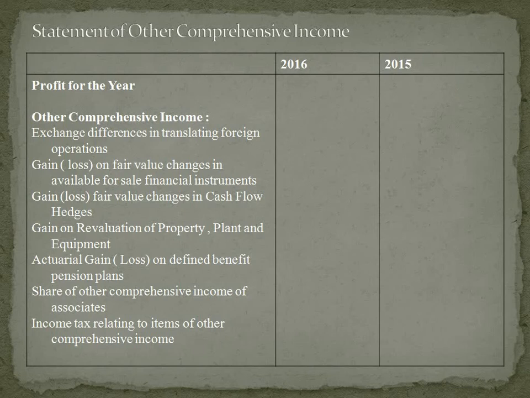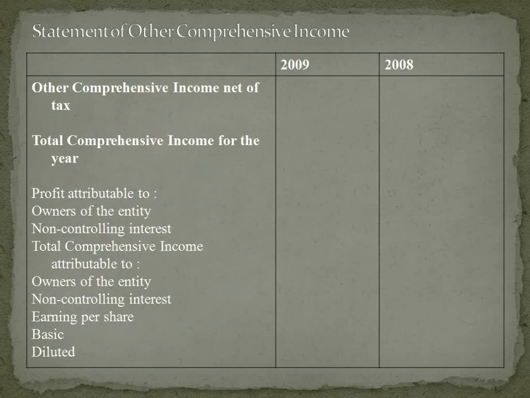In the similar way, gain or loss on fair value changes in available for sale financial instruments. Similar way, gain on revaluation of property, plant and equipment. All these items have to be under other comprehensive income. As discussed earlier, all total comprehensive income has to be attributable to owners of entity, non-controlling interest, and earnings per share, basic and diluted EPS also has to be presented.